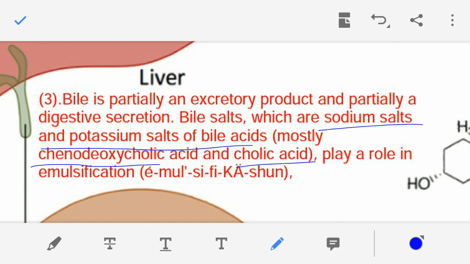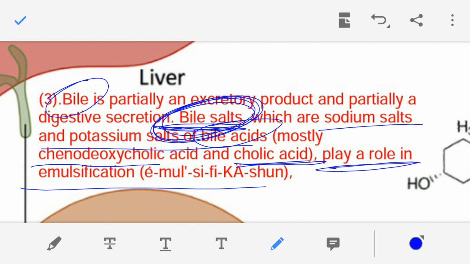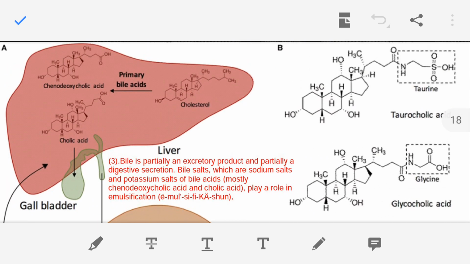Deoxycholic acid and the cholic acid. These are the bile acids. What is the role of this bile salt? What is the function of the bile salt? So bile salt plays a role in emulsification, and emulsification is the first process in lipid or fat digestion. So the first step of fat digestion, lipid digestion, is the emulsification, and the bile salts are involved in the emulsification process.